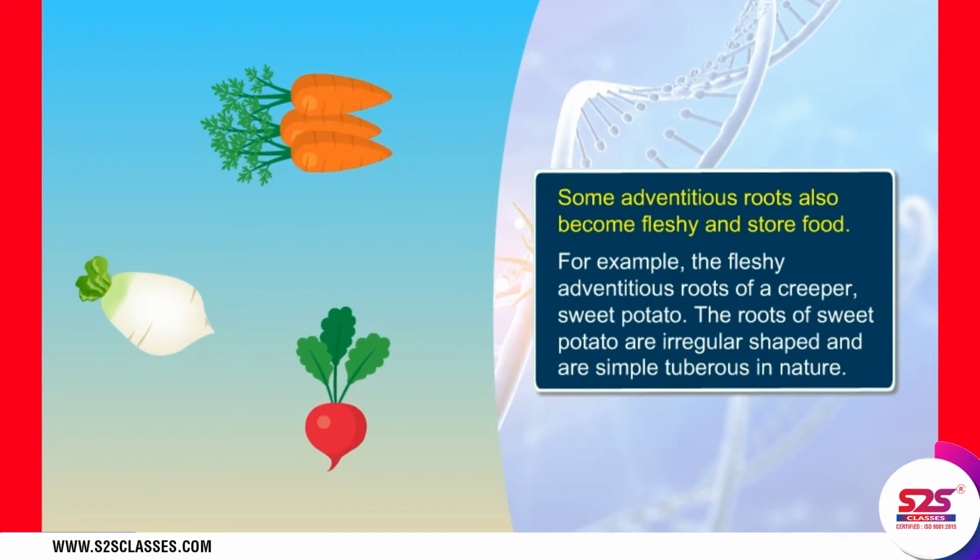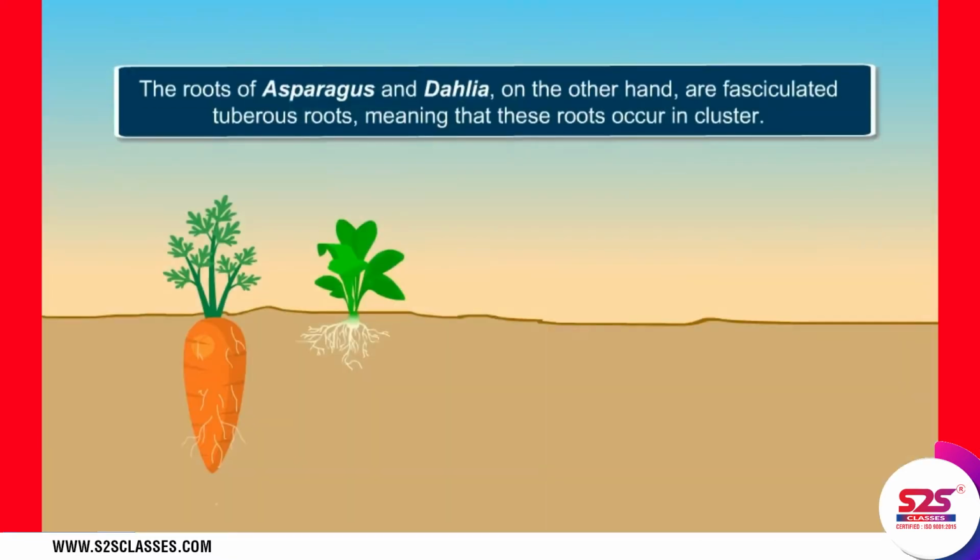For example, the fleshy adventitious roots of a creeper, sweet potato. The roots of sweet potato are irregular shaped and are simple tuberous in nature. The roots of asparagus and dahlia, on the other hand, are fasciculated tuberous roots, meaning that these roots occur in clusters.